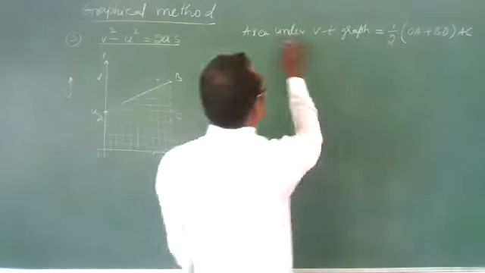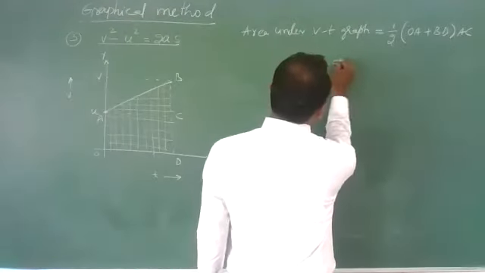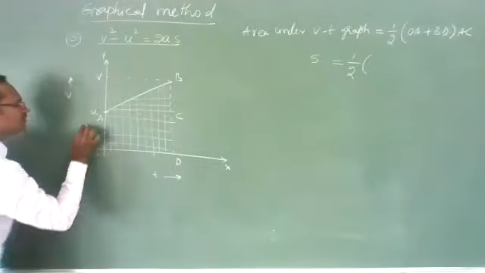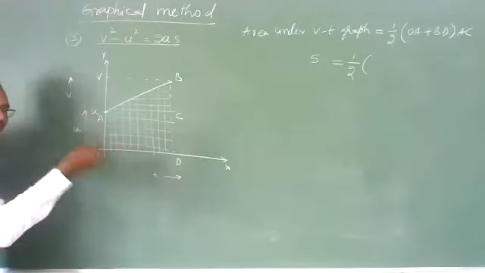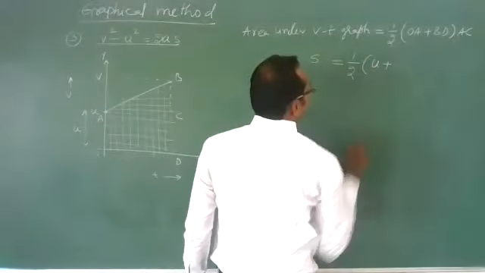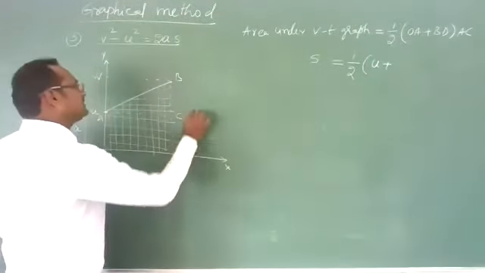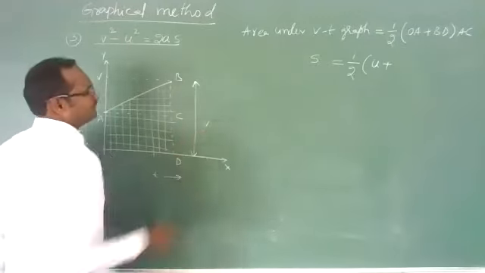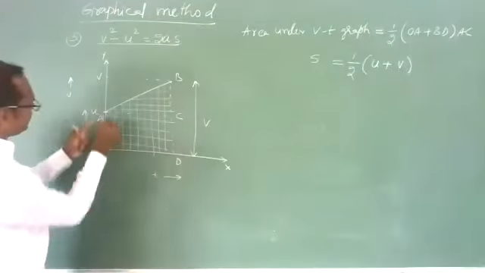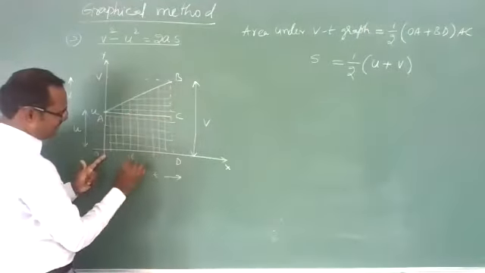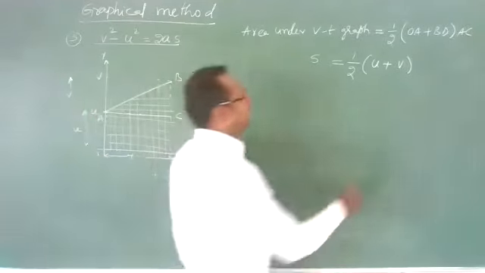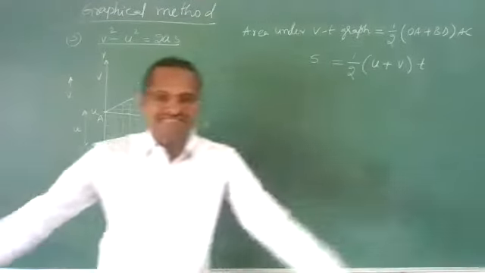So this area gives us displacement, which will be equal to half into what is OA? OA, as we discussed just now, is U. Previously I told you that V naught and U are both the same. So U plus BD. What is BD? B to D is the final velocity it is attaining, V. Into what is AC? AC is the time it is taking to get that final velocity V, at time T. Up to here it is the same as before.